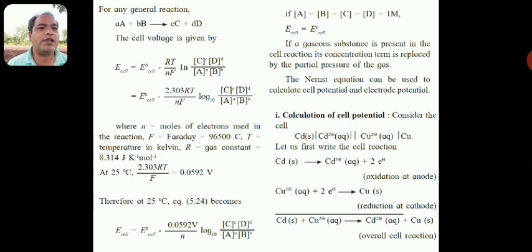We have to calculate the cell potential of this concerned cell. For that we have to write the cell reactions. Let us first write the cell reaction. I gave a hint on how to write the cell reaction in the previous lecture, that is LOAN. L stands for left, O stands for oxidation, A stands for anode, and N stands for negative. According to that hint, the left side electrode, Cd, undergoes oxidation, that means loss of electrons. So Cd gives Cd2+ plus 2 electrons, that is oxidation at the anode.